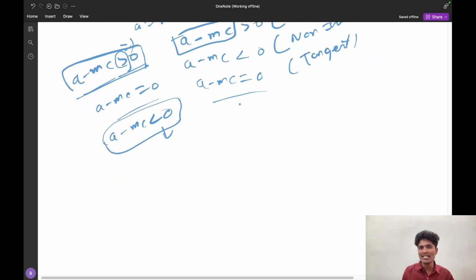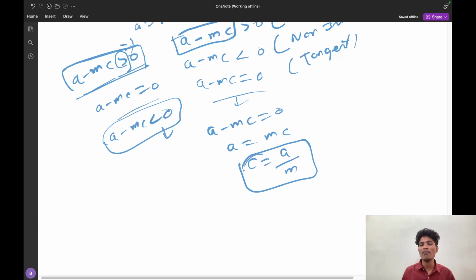And in the tangent case, if you observe very carefully, a minus mc equal to 0. So what is a? a is equal to mc. Now c is equal to a by m. This is the condition for c.